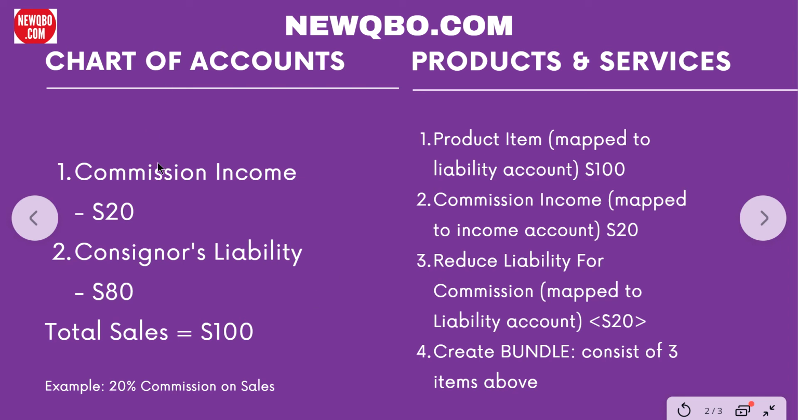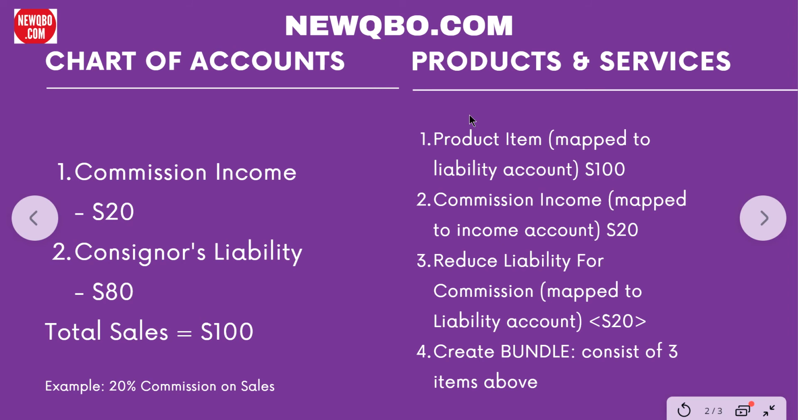So basically, accounting-wise, it's always $100 in sales, so you collect $100 from whoever wants to buy this, your customer, and then $20 is commission, and $80 you then need to send back to your consignor.